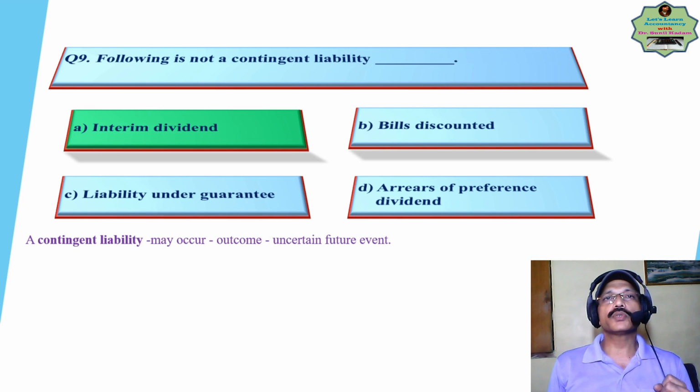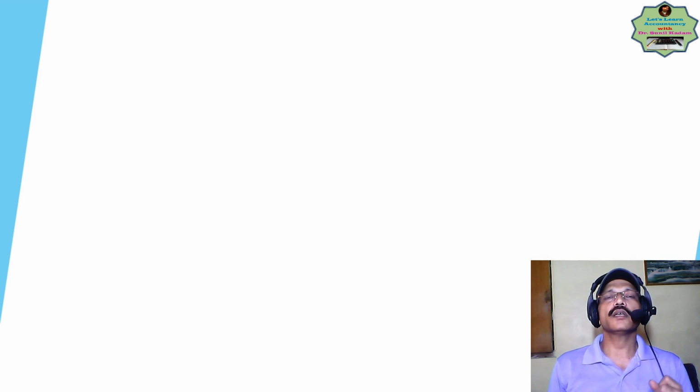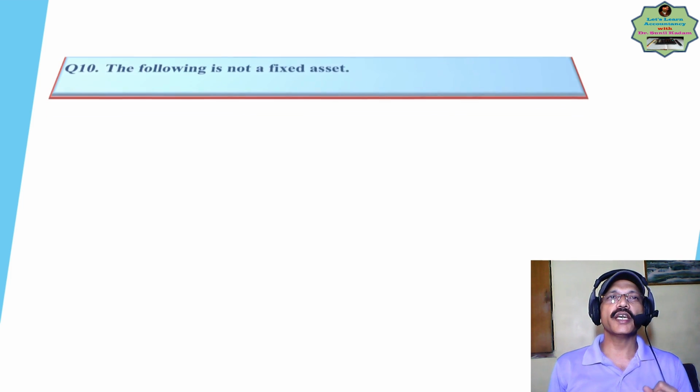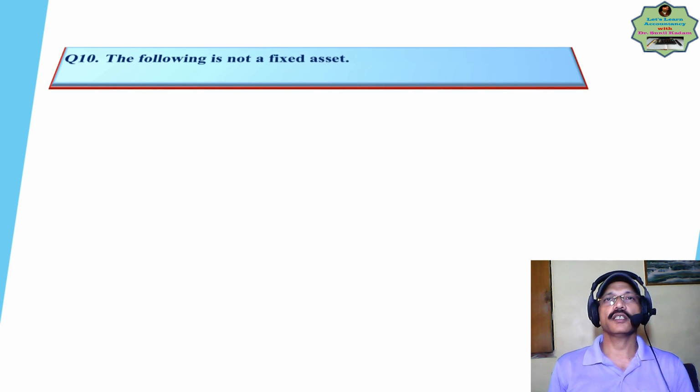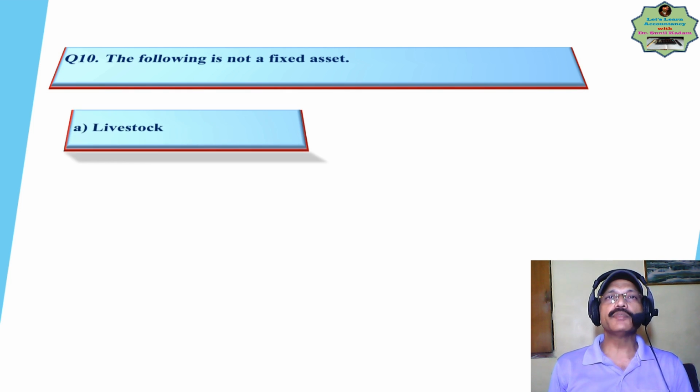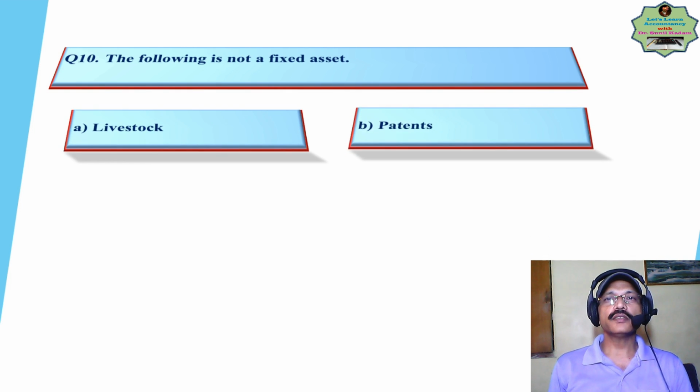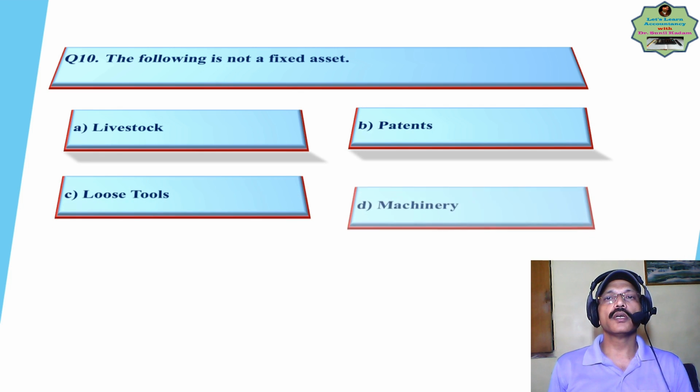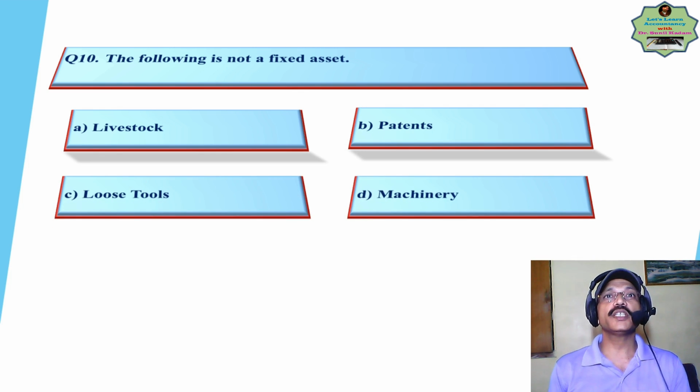So let's talk about the next objective, number 10. The following is not a fixed asset. The given examples are livestock, patent, loose tools, and machinery. Now out of these 4, one is not a fixed asset. So let's discuss that. Livestock, patents, loose tools, machinery. Which one is not a fixed asset?